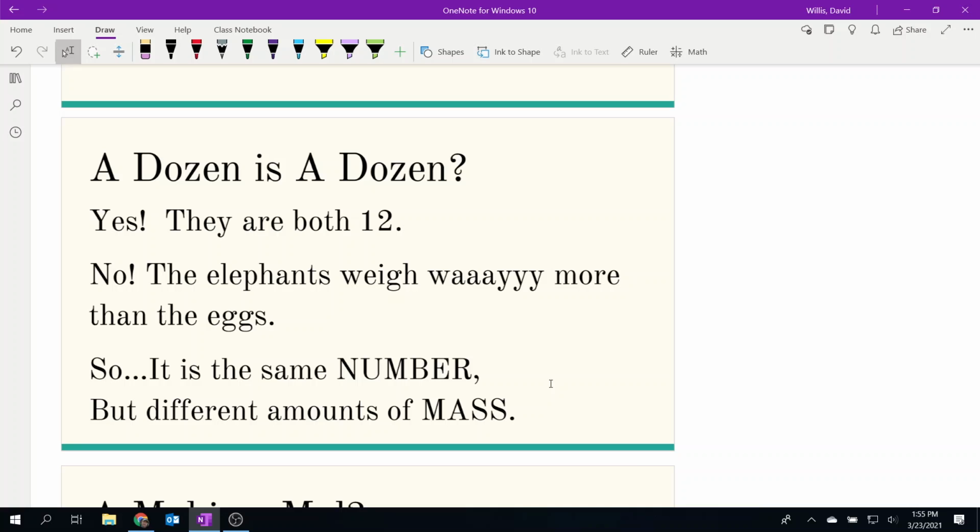Okay, not literally, but I want you to understand that a mole of carbon is not going to have the same mass as a mole of uranium, right? Even though they're both a mole. Yeah, I know, kind of dry, but we're moving on.